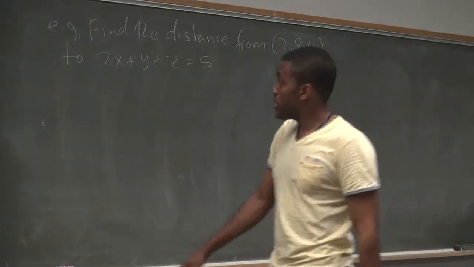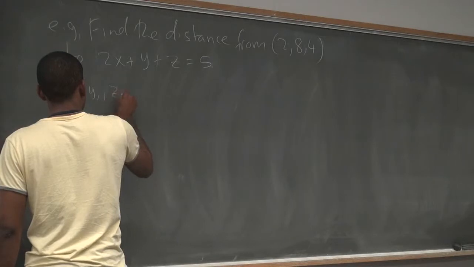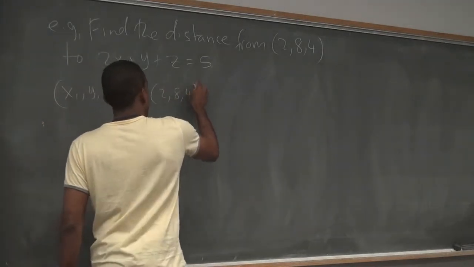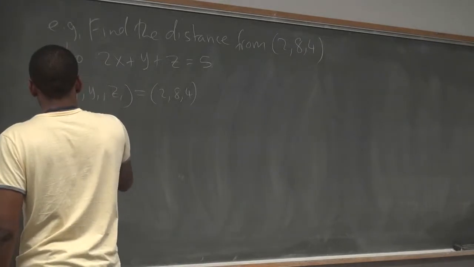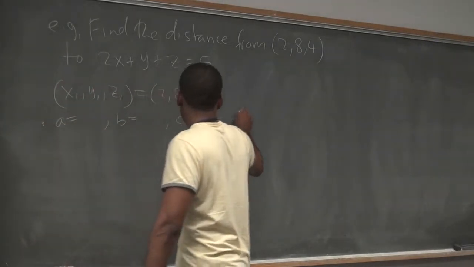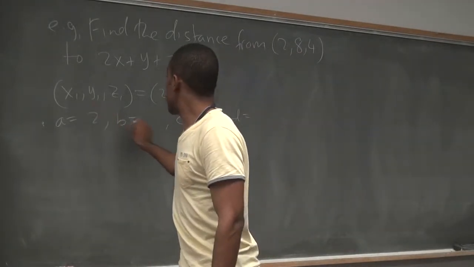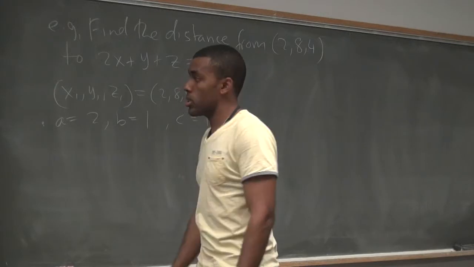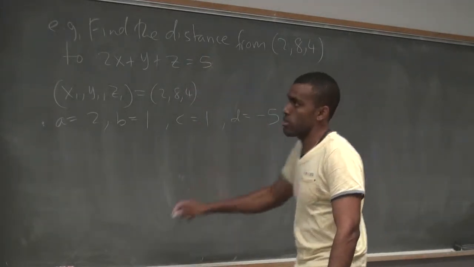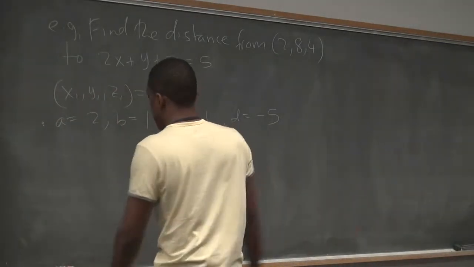So in this case, x1, y1, z1 is actually the point (2, 8, 4). What are A, B, C, and D? 2, 1, 1. What's D? -5. D is -5, right? Because over here the D was on that side. So now we just plug into the formula.